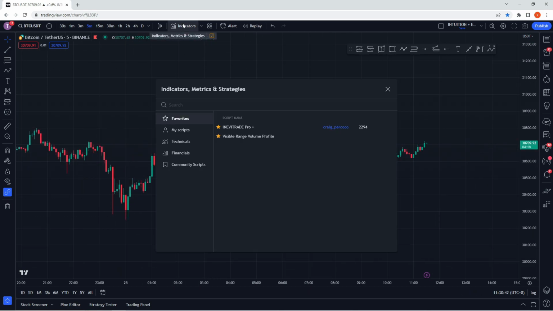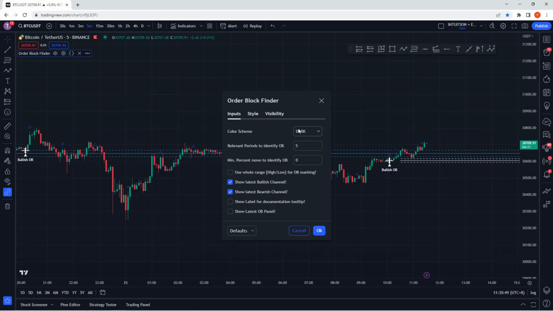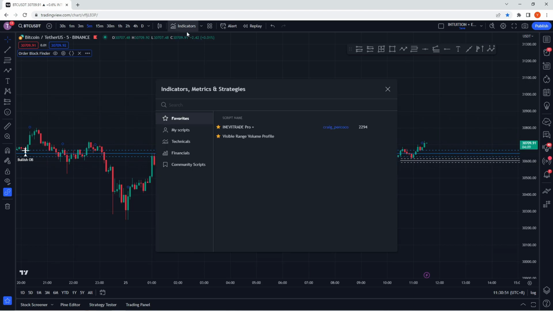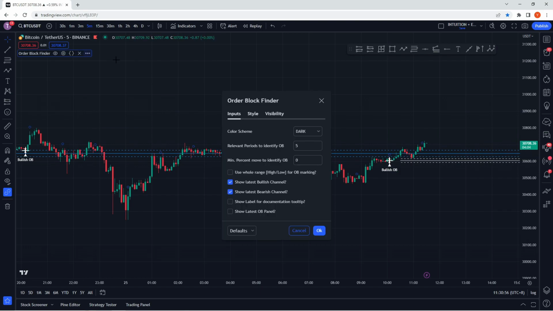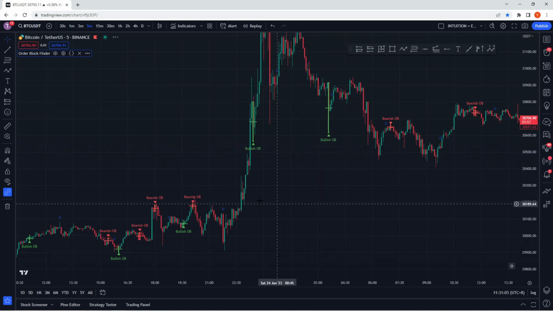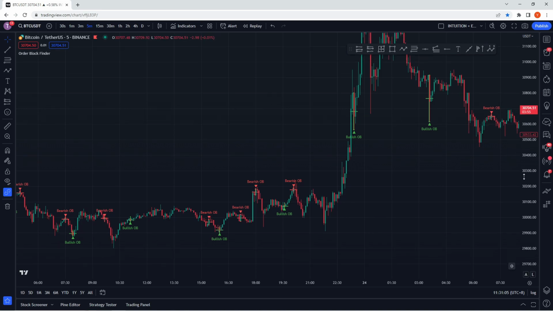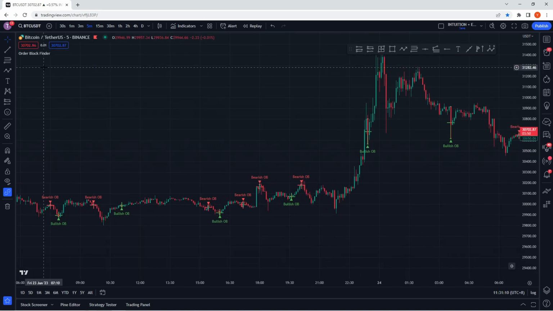The second indicator will be the order block indicator. In this case, you just go to the indicators, search up order block, and click on the first one. Here it says experimental. This is up to your own preference, but you can change the color scheme to bright, and this will help you to see a lot of things. So what is this order block indicator about? When you implement the indicator, you'll see two big things. First up will be your bullish order block, second up will be your bearish order block.